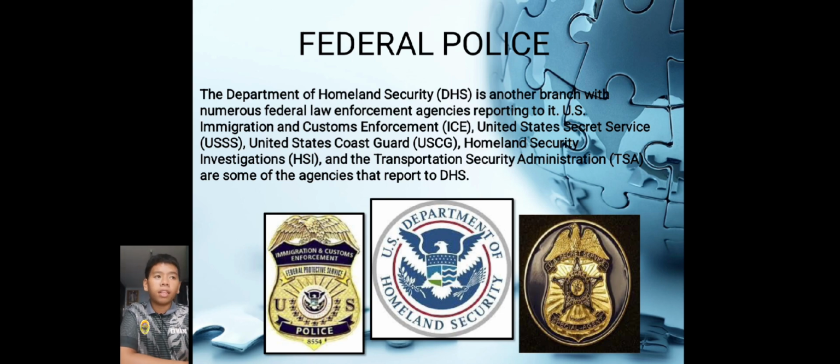The Department of Homeland Security, DHS, is another branch with numerous federal law enforcement agencies reporting to it. U.S. Immigration and Customs Enforcement, or ICE, the United States Secret Service, or USSS, the United States Coast Guard, or USCG, Homeland Security Investigations, or HSI, and the Transportation Security Administration, or TSA, are some of the agencies that report to DHS.